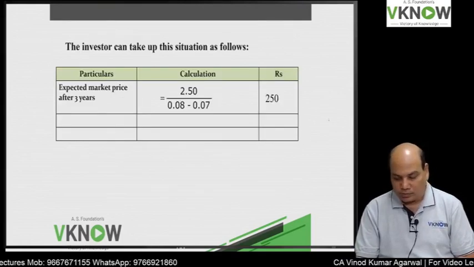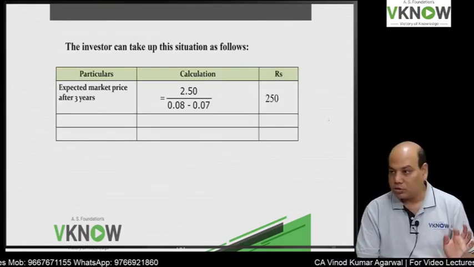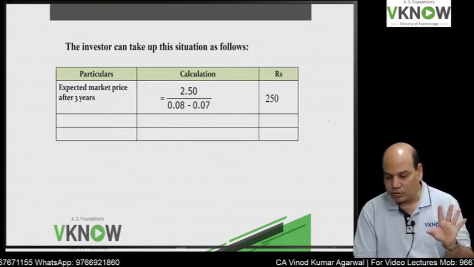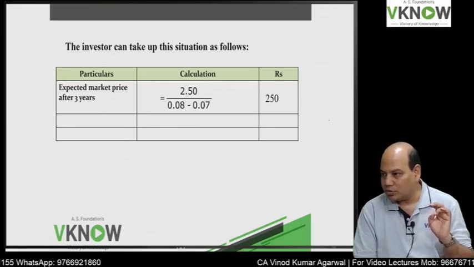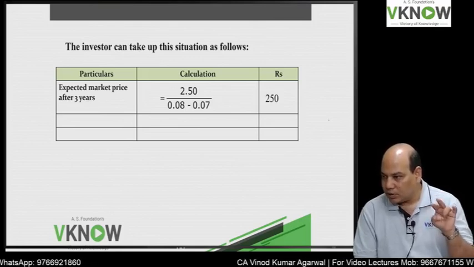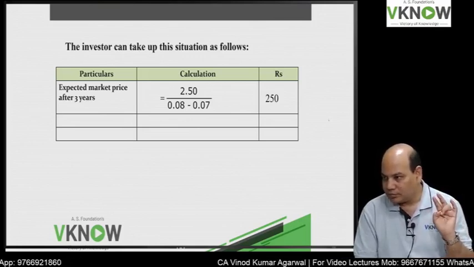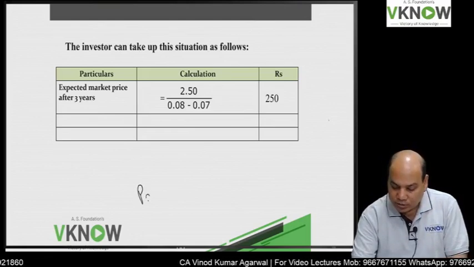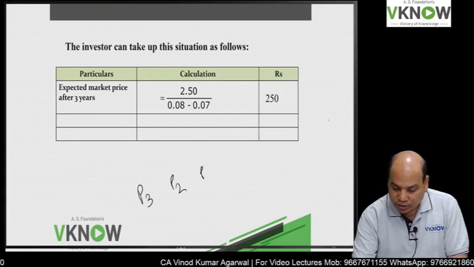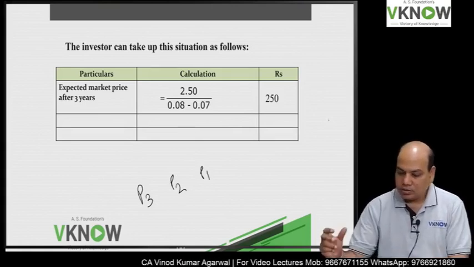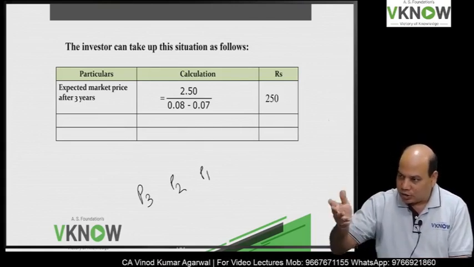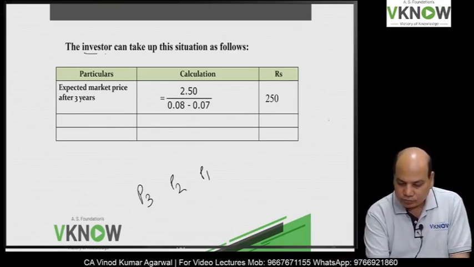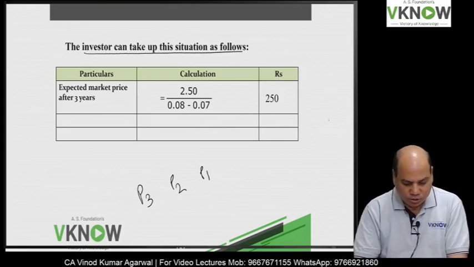Now the question is, the investor wants 2000 rupees every year. Understood? But the company is not going to pay the dividend. So you will have to sell the share. So I need to find the price of the share at the end of year 3, year 2, year 1. Year 3 we have already computed, 250. So write down, the investor can take up this situation as follows.